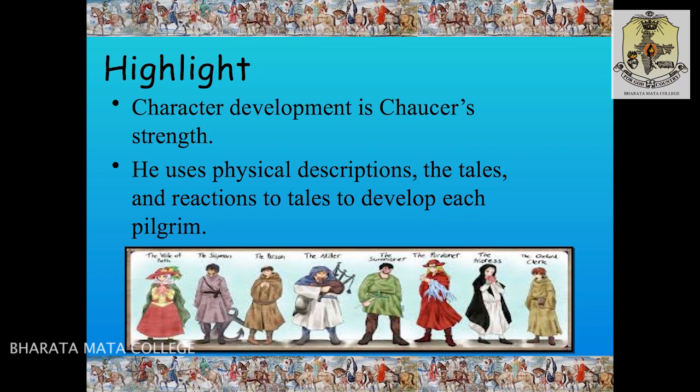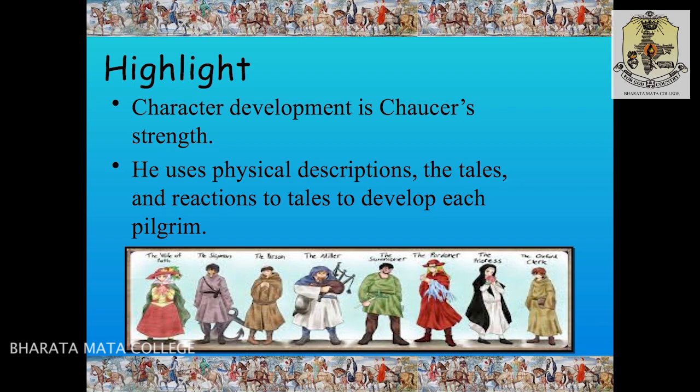Now, one of the highlights you have to know is that character development is Chaucer's strength. Because, as I mentioned earlier, if you want to know about the medieval English period, you just have to take this book and read. It's very clearly there. All these characters very explicitly bring out the essence of the medieval English period. And how does he do it? He uses physical descriptions, tales, and how these pilgrims react to these tales. These are very minute details, isn't it? These minute details help us in understanding the essence of these characters.